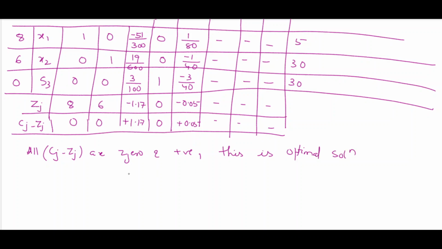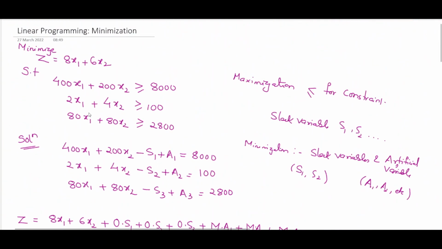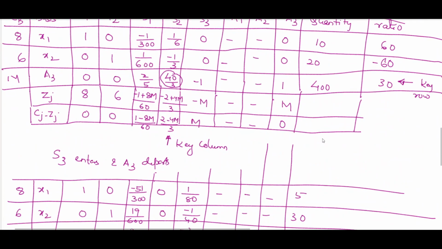What is the value of x1? Your x1 is equal to 8 and your x2 value is equal to 6. You put the values of x1 and x2 in your z, and you will get the optimal solution. So you can see how linear programming is useful for finding the optimum values of your variables in a problem, and by putting these values of x1 and x2 you will get the minimized z. This is the solution of this minimization problem.